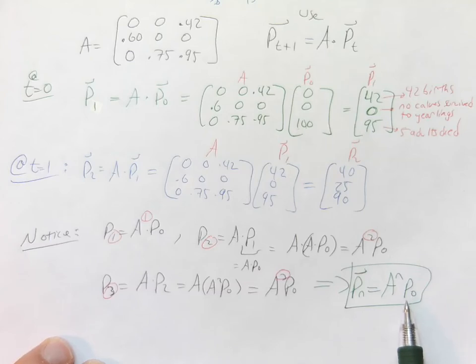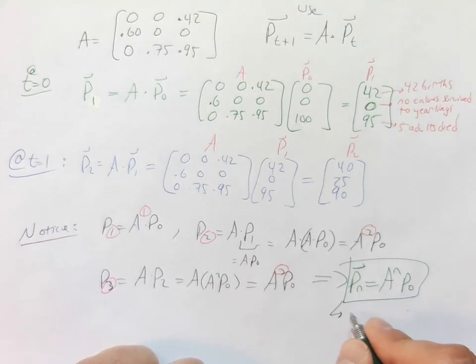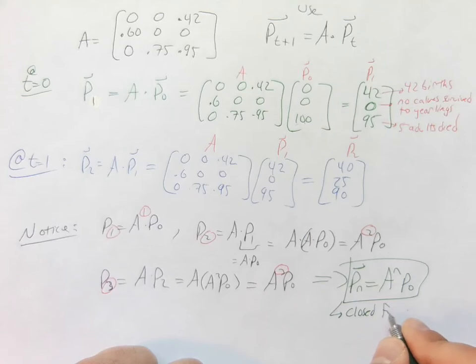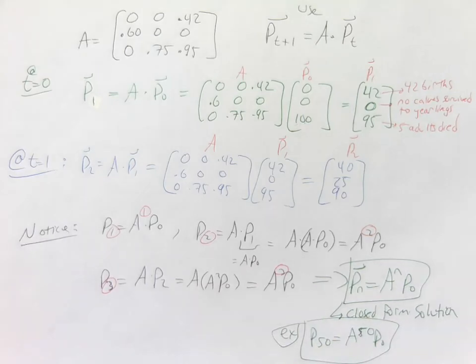And again, that's super nice, because if you want to do the 100th time step or the 50th time step or whatever, you don't need to do 100 time steps. You just need to raise a matrix to a power. And if you did this on a computer, it'd be really easy to do. So this is the closed form solution. It's really nice because if you wanted to do, say, P sub 50, you don't have to do 50 time steps. You just have to raise a matrix to a power, which is something a computer is really good at.